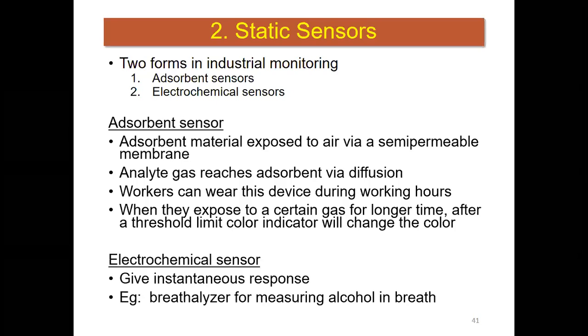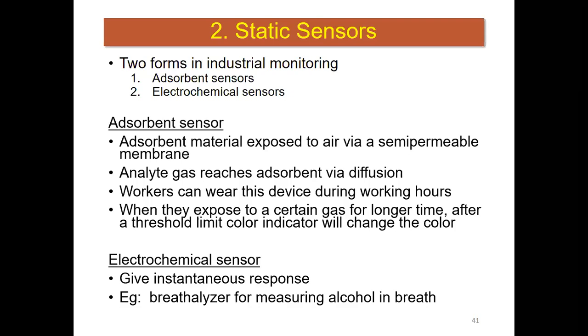And the second one is the electrochemical sensor. The name also implies something, electrochemical. So that means there should be some electrochemical reaction, right? In this electrochemical sensor, it gives a quick response, because there is some oxidation reduction reaction happening there. Therefore, it will give a quicker response than the adsorbent sensor. A good example of the electrochemical sensor is the breathalyzer for measuring alcohol in breath. You all know the policemen use this alcohol detection equipment. They are doing some balloon thing, so we call it a breathalyzer. That one has an electrochemical sensor.